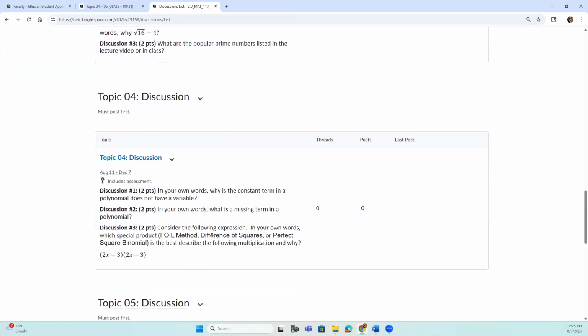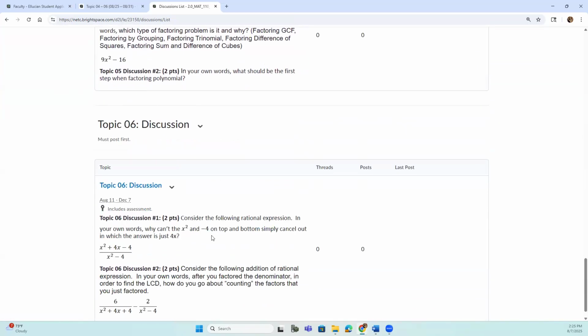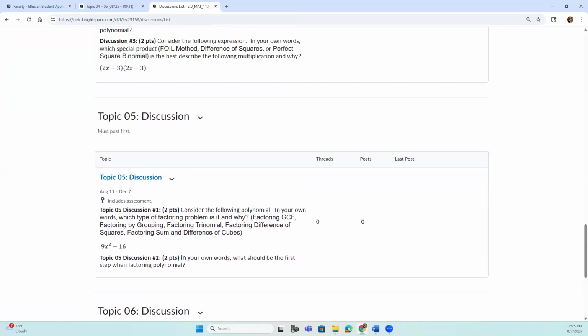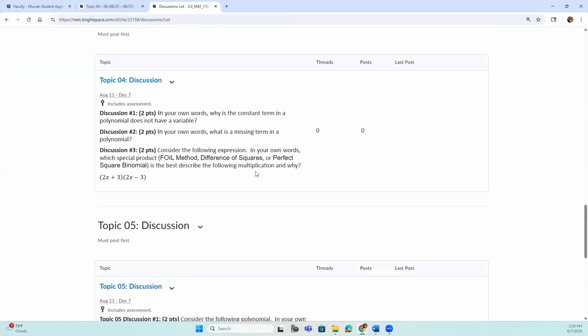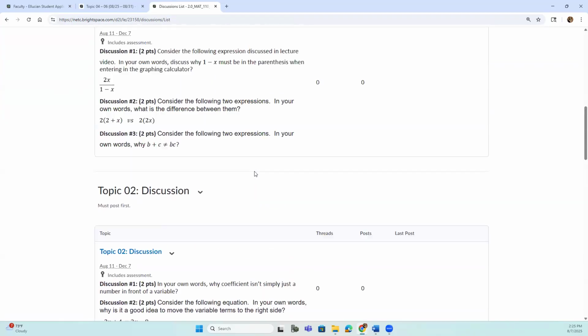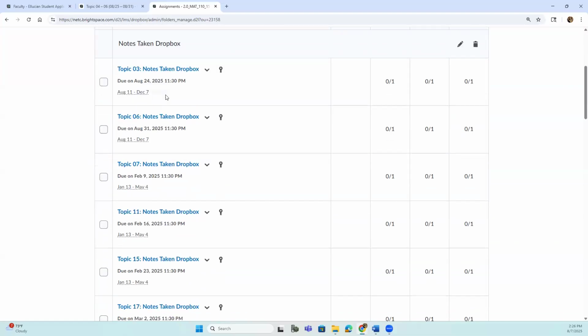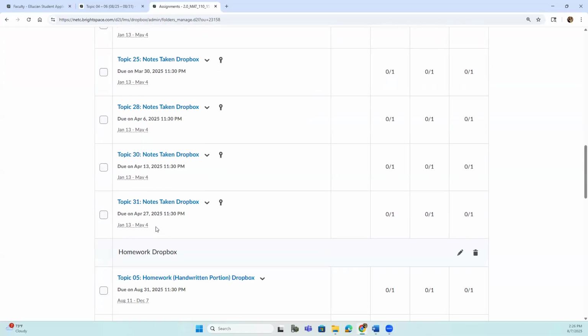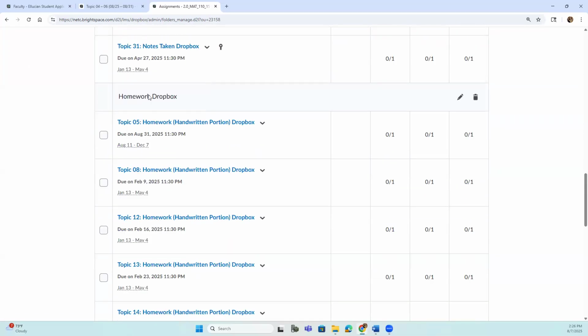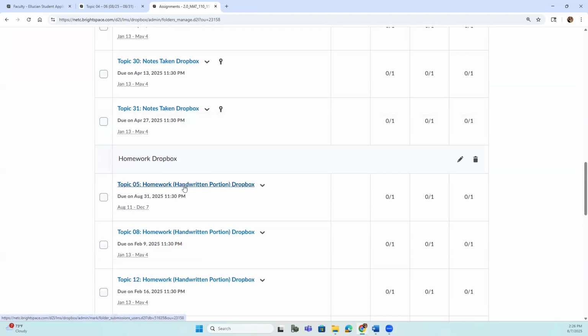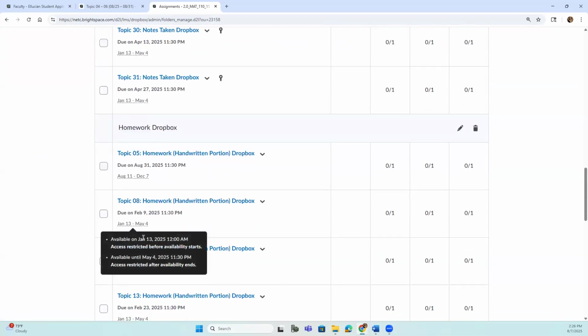Okay, so here are some of the discussions. So pretty much every topic has a couple questions of discussion. Okay, every topic has discussion. All right, so assignments. If you click on assignment, it will take you straight to all the notes taken Dropboxes. Okay, and all the homework here in Dropbox. So far, I know you can see these, but right now, topic 5 is your first homework here in Dropbox. Some of these names of the Dropbox will change as we go along.